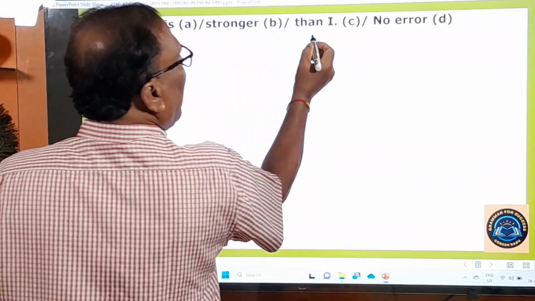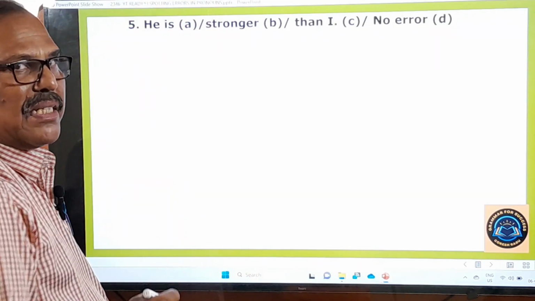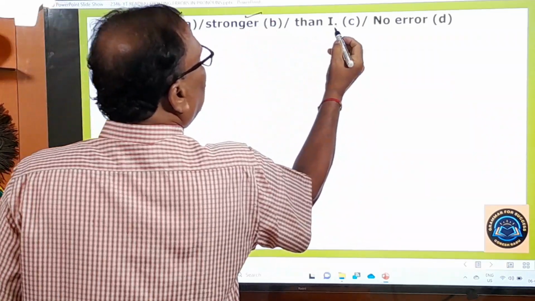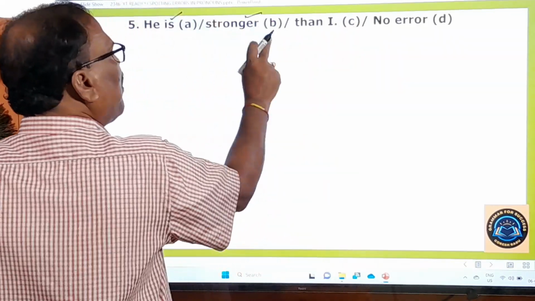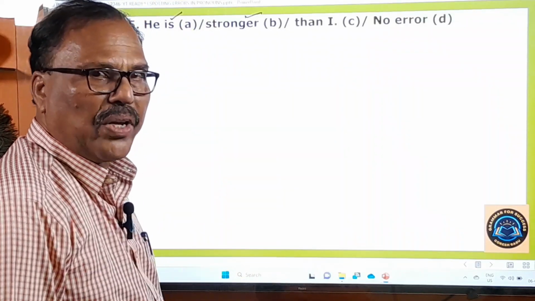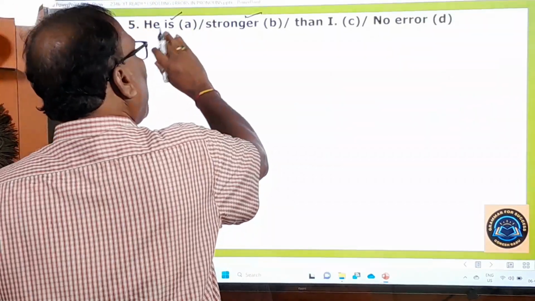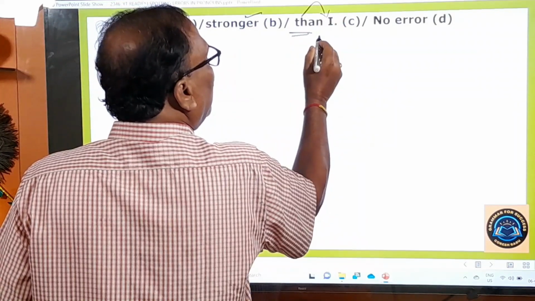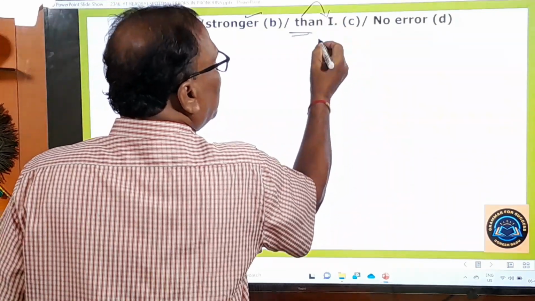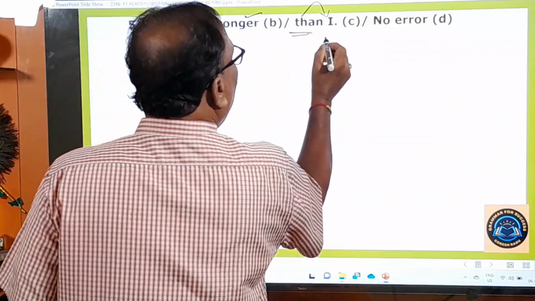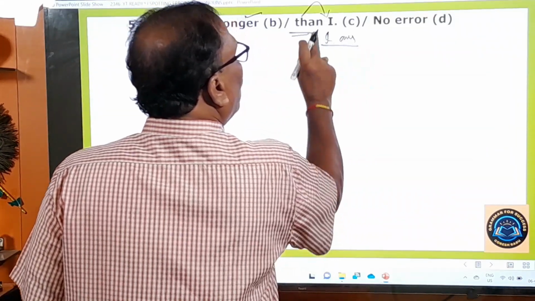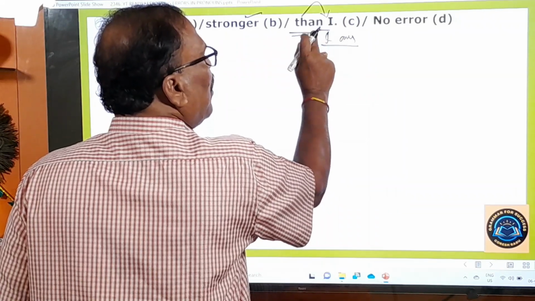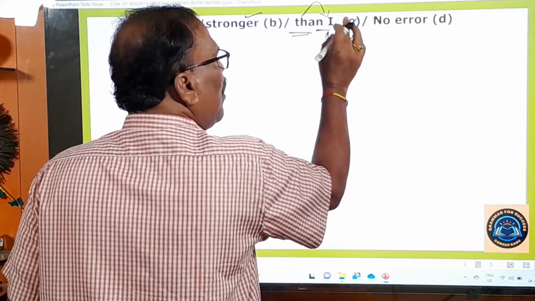He is stronger than I. So this is a small sentence given here. In this sentence, he is okay, stronger okay, than I. The A part, B part okay, but the C part is not okay. Why? Because when you are comparing two persons, after than, you should not use just the subjective case pronoun. I, we, he, she, they, we should not use alone.